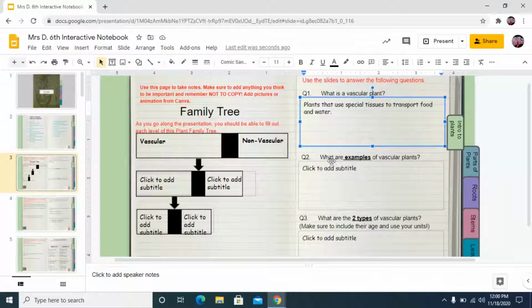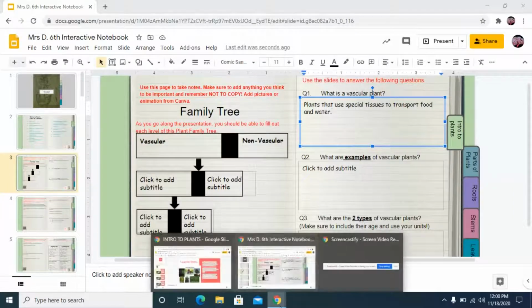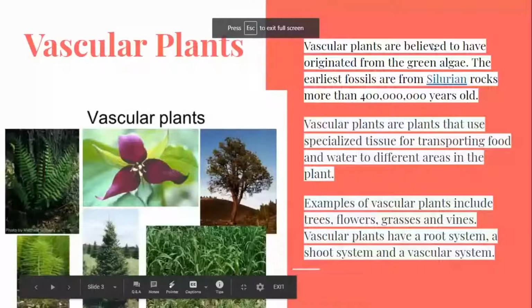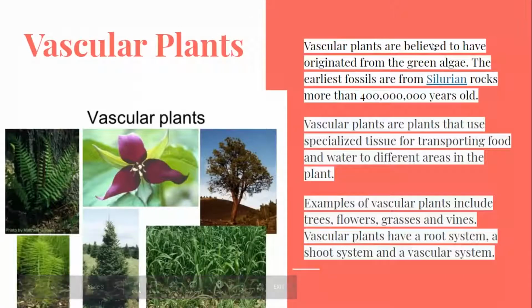So our next question is, what are examples of vascular plants? So let's go back. All right, so examples of vascular plants include trees, flowers, grasses, and vines. Vascular plants have a root system, a shoot system, and a vascular system. So that is very important.